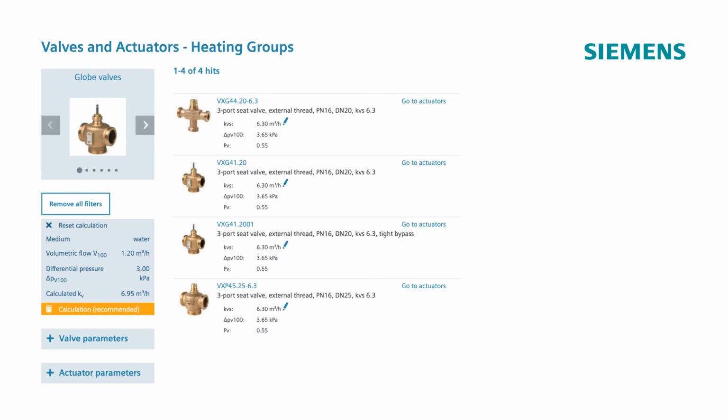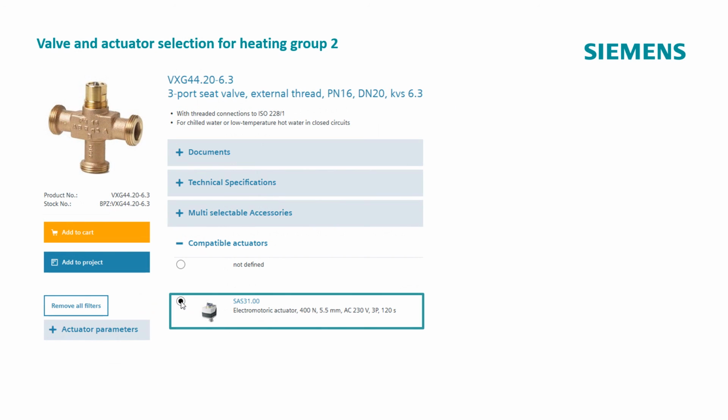Based on the same considerations as applied for heating group 1, a valve type VXG44 is also being selected, with a nominal diameter of 20 and a kVS value of 6.3 cubic meters per hour. The effective pressure drop across the valve, delta PV100, is 3.65 kPa, resulting in an effective valve authority PV of 0.55. Additionally, a suitable actuator is being selected with the same parameters as for heating group 1. Now the control valve and the actuator for heating group 2 are selected. They can also be added to the cart or a project.